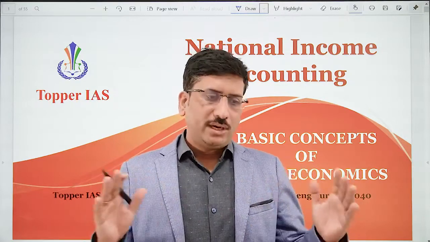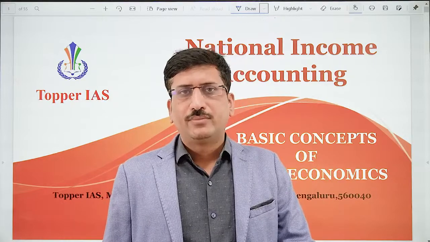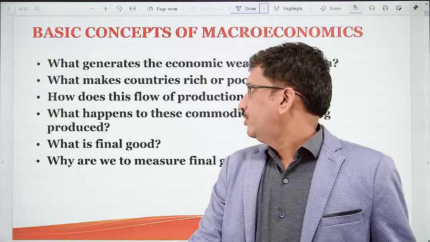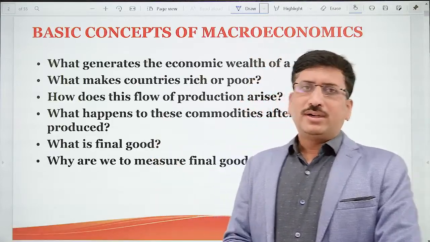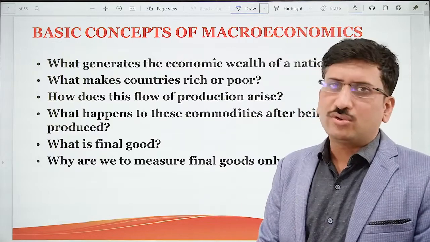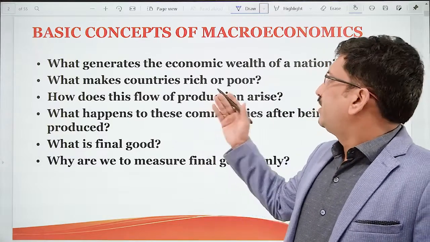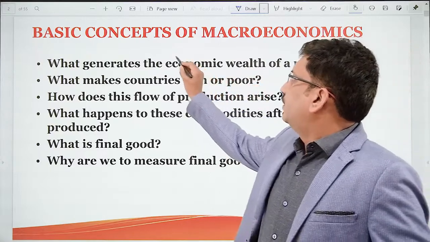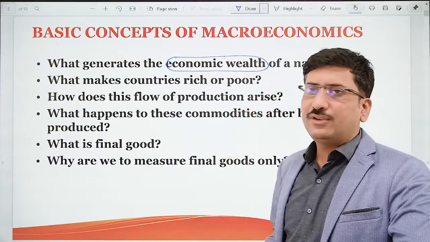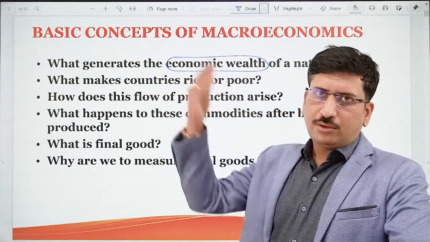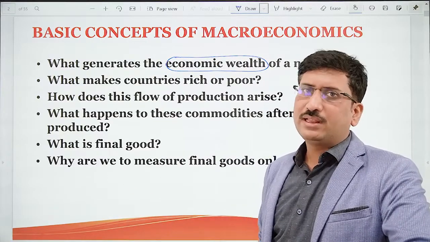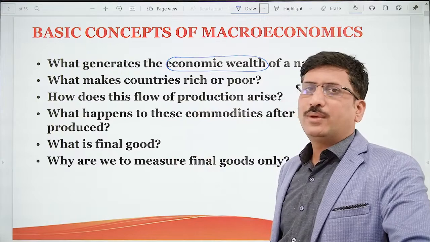In order to understand the bigger picture, we need to have some basic knowledge. So, to understand macroeconomics, let us ask a few questions to ourselves. What generates the economic wealth of a nation? This is the first important question. What generates the economic wealth of a nation? Before we account or calculate, we need to have the wealth, right? So what generates the economic wealth?